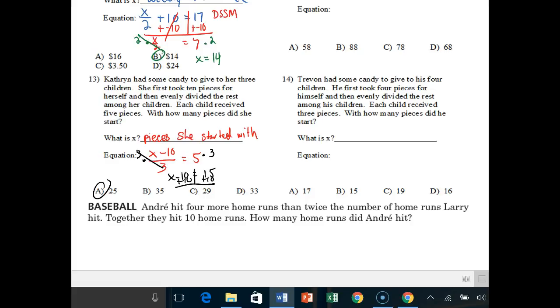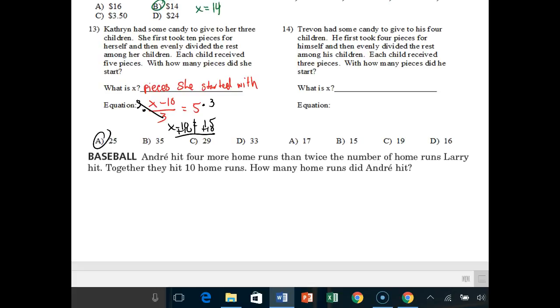All right, so this last one's actually kind of difficult, so I'll do it with you. It's a baseball question. Andre hit 4 more home runs than twice the number Larry hit. So let's think about what that just said. Andre is 4 more than, so something is going to go at the end, right? 4 more than twice the number, so 2x plus 4, right? So that's Andre's expression, right? Larry is just x, right? We don't know how many, but we know Andre hit 4 more than twice x, right?